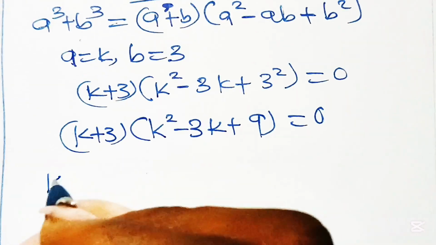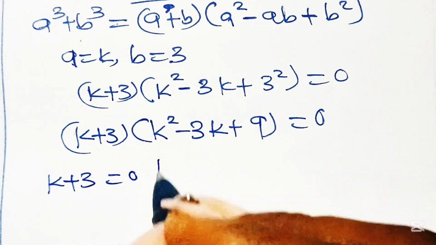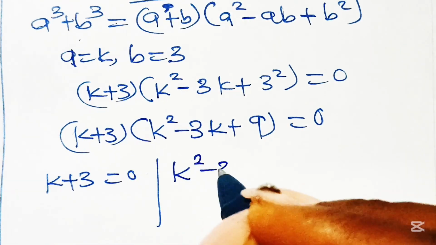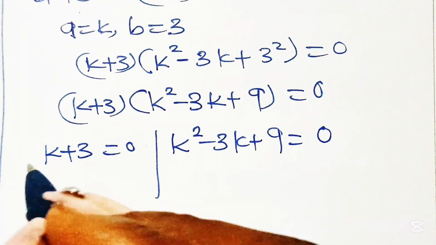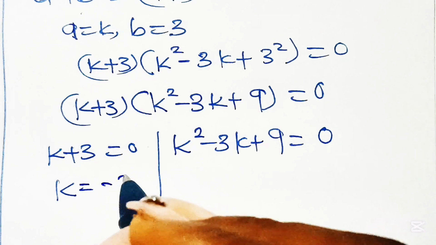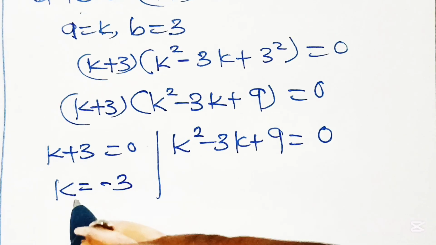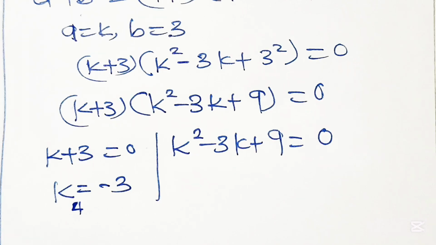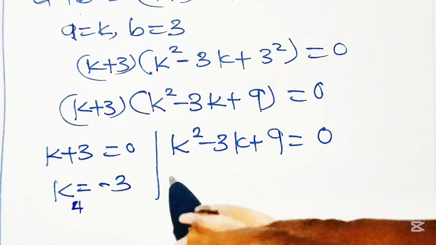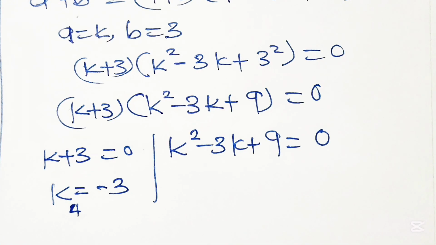So from here we can see that k plus 3 is equal to 0, and we can see that k squared minus 3k plus 9 is also equal to 0. So from here we can see that k is equal to minus 3, and this becomes the fourth value of our k. So remaining 2 more values. Interesting, right? Yeah. So here we're also going to use the quadratic equation formula.